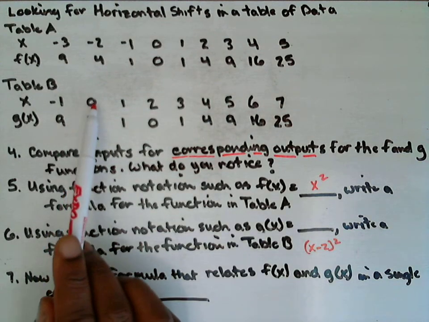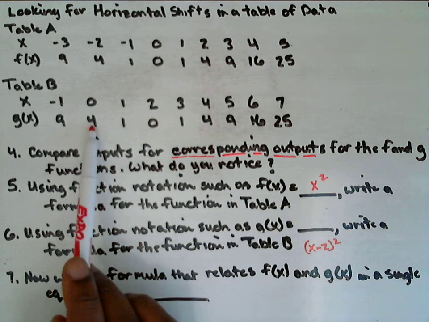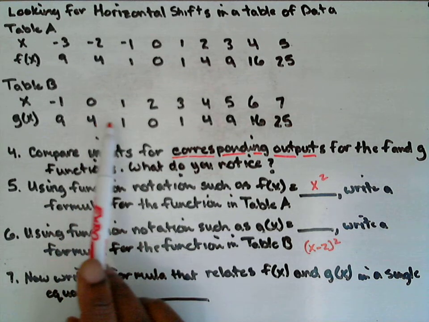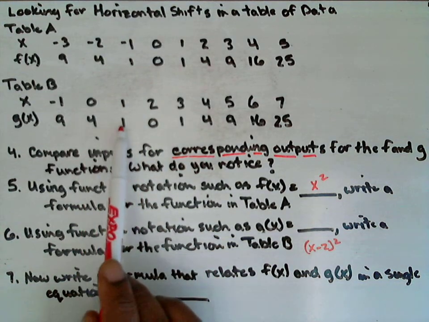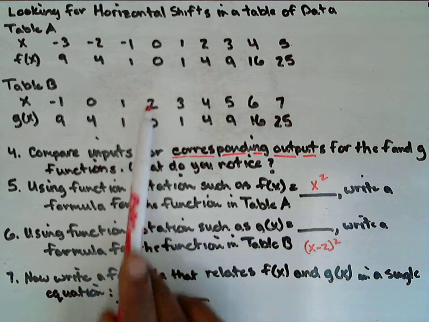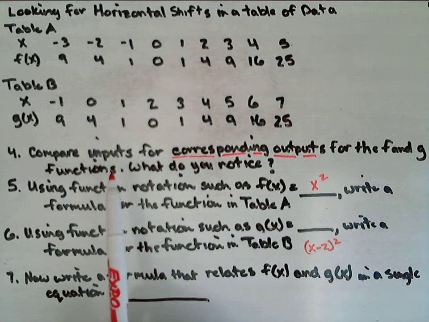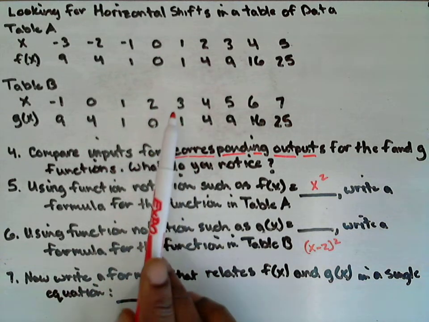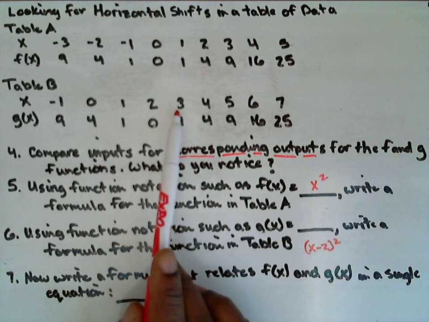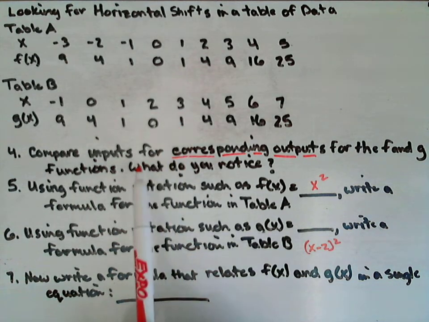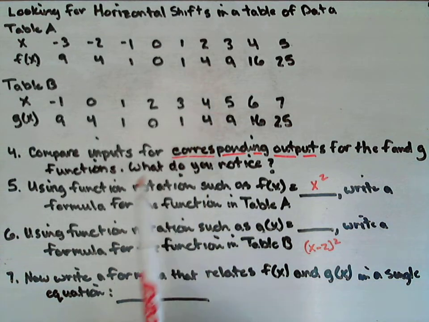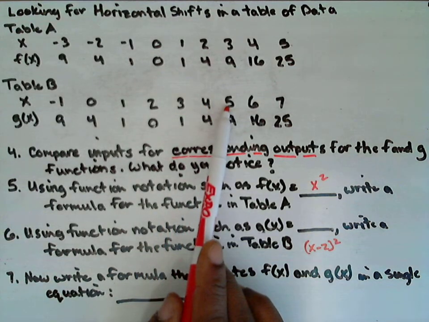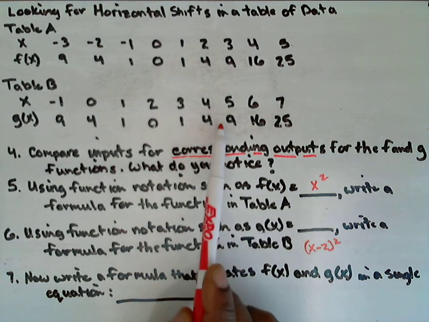If I were to minus 2 from 0, I would get negative 2, and if I squared that, I would get 4. So that works. If I had 1, if I minused my 2, I would get negative 1, and if I squared that, I'd get 1. If I had 2 and I minus 2, I'd get 0, and if I squared that, I'd get 0. If I had 3 minus 2, I would get 1, and if I squared that, I'd get 1. If I had 4 minus 2, I would get 2. If I squared that, I'd get 4. And if I had 5 minus 2, I'd get 3. And if I squared that, I'd get 9.